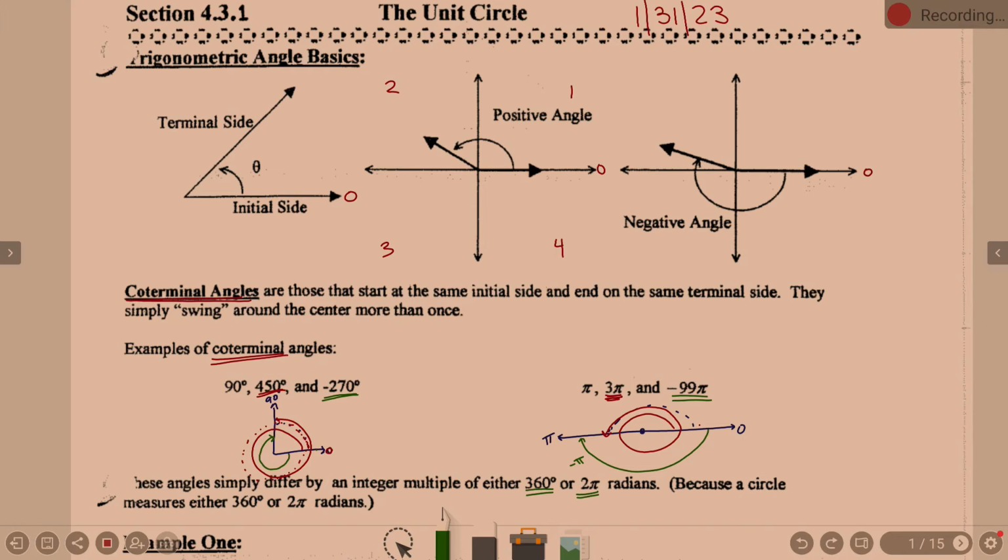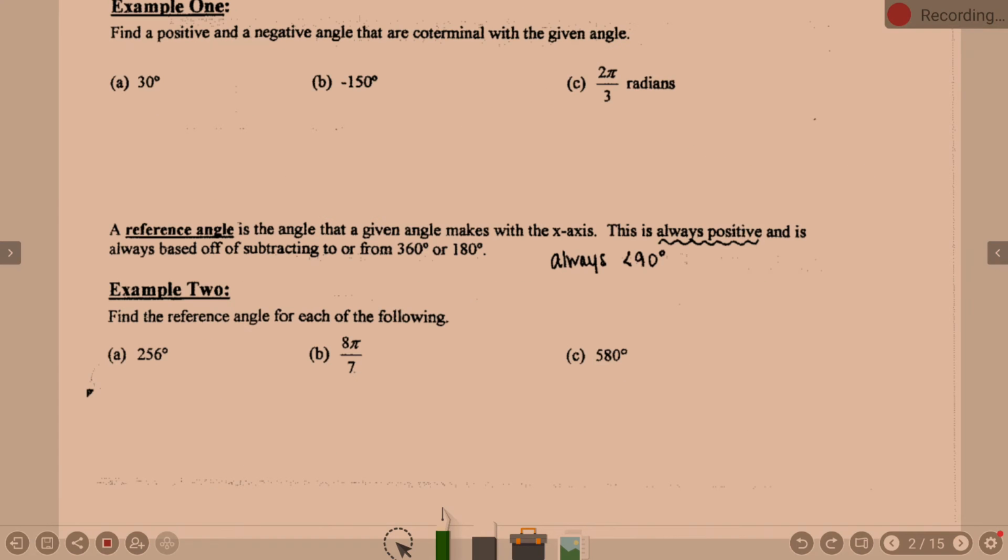Okay, so go down and look at example 1, which is right below it. You have a section like this in homework, if I recall. Find a positive and a negative angle that are coterminal with the given angle. So, thoughts? If our given angle is 30 degrees in example A, I need a positive and a negative version that are coterminal with 30 degrees.